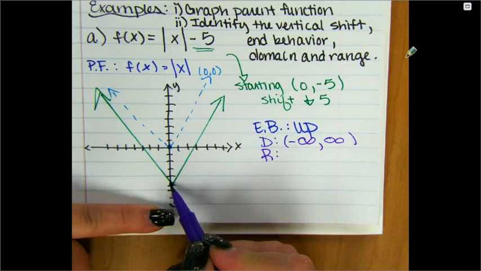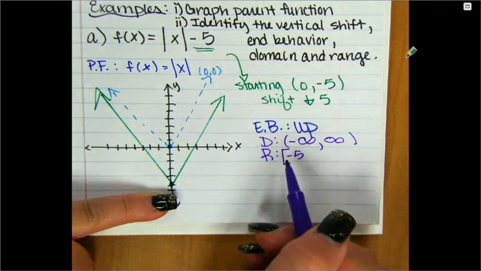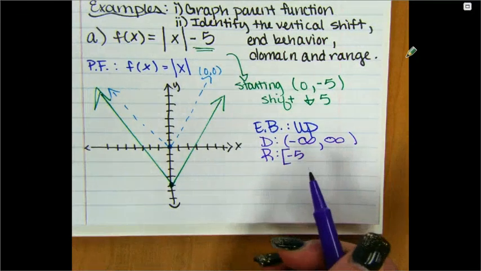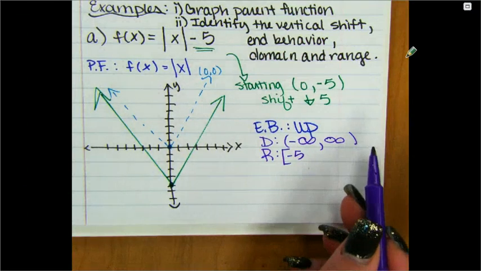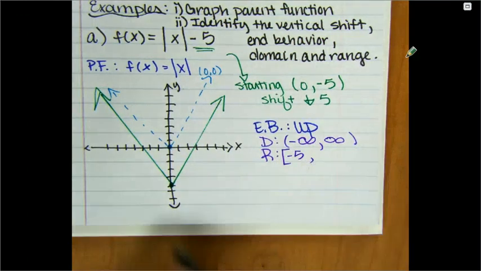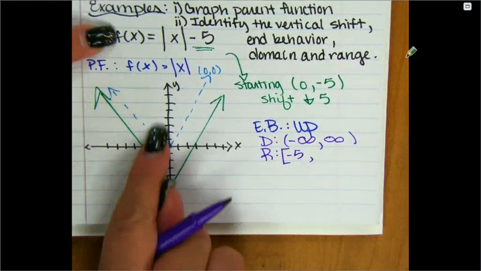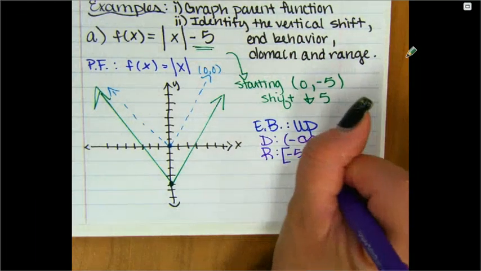Negative 5. Positive or negative? Negative. So this is negative 5. Notice that there's a little bracket here. Do you see it? Because I can actually touch negative 5. Can I ever touch infinity? No. So I don't put a bracket around infinity, I just put a parenthesis. But because I can touch negative 5, I put a bracket. Make sense? Now, negative 5 to where? Well, I don't know. This keeps going, and if this keeps going, so does this. So to where? Infinity.